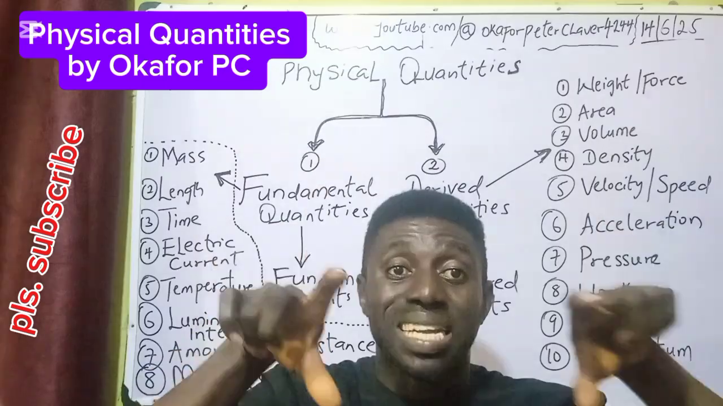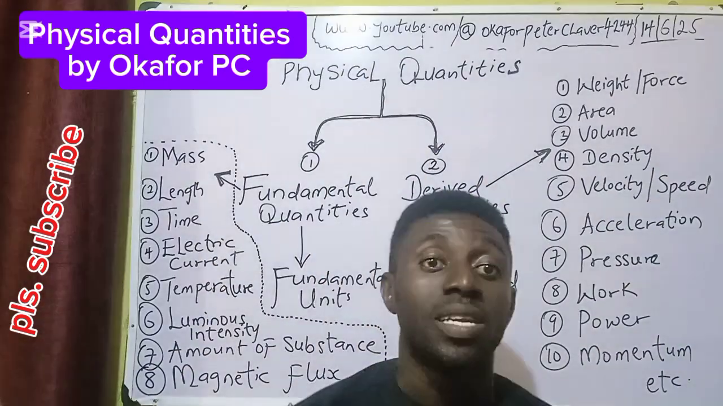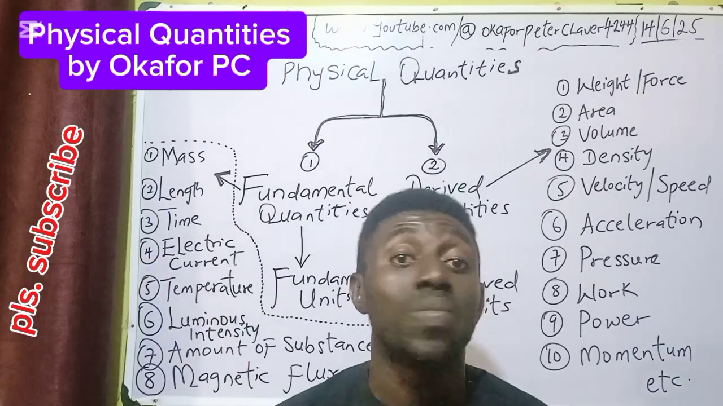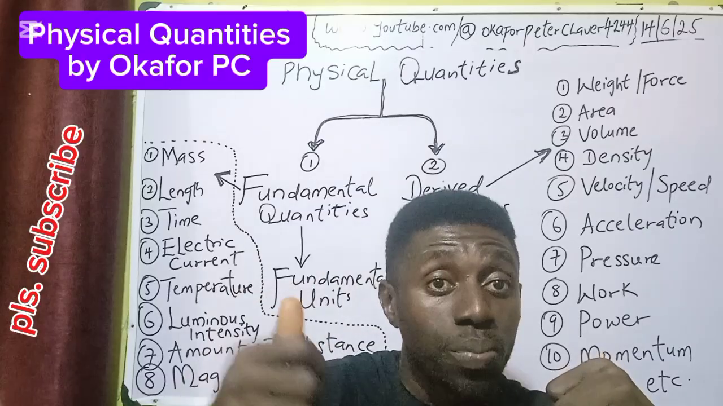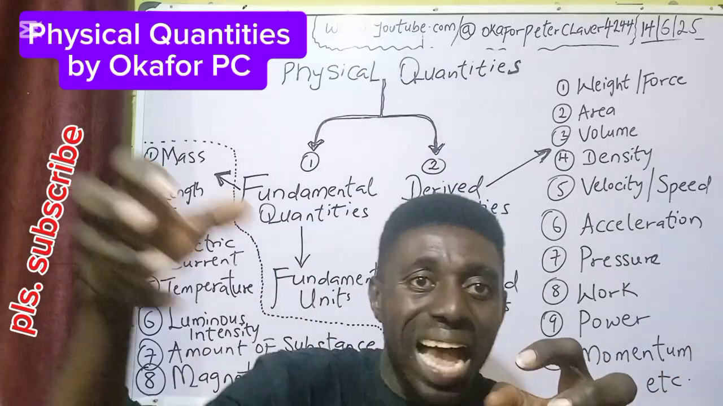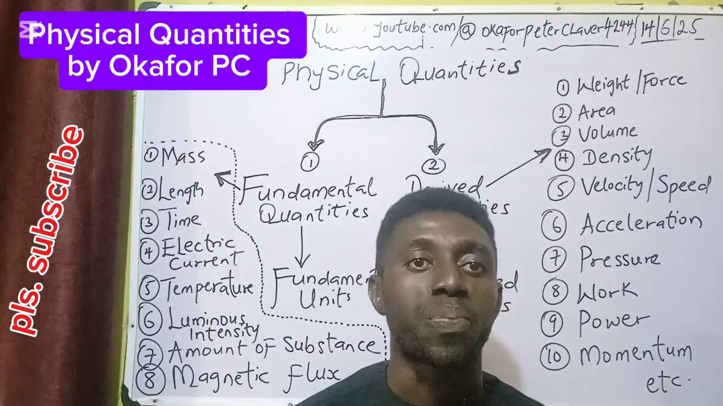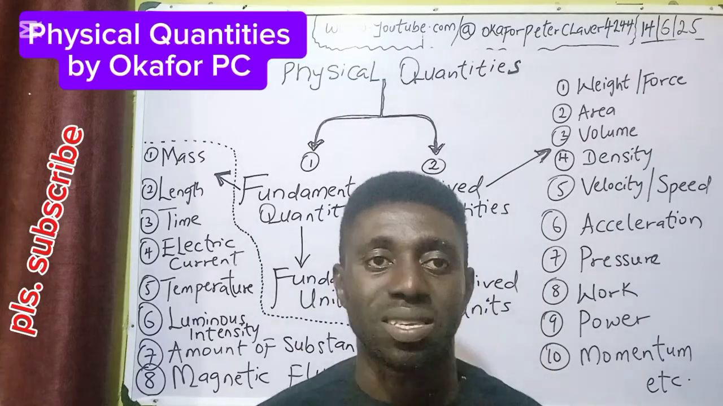For instance, when I get two lengths I'll form area. When I get three lengths, I'll form volume. Therefore, area and volume are derived quantities. There are so many of them. We have weight. Weight is derived from mass. When you get mass, then get acceleration due to gravity, mix it up, you will get a derived quantity called weight.